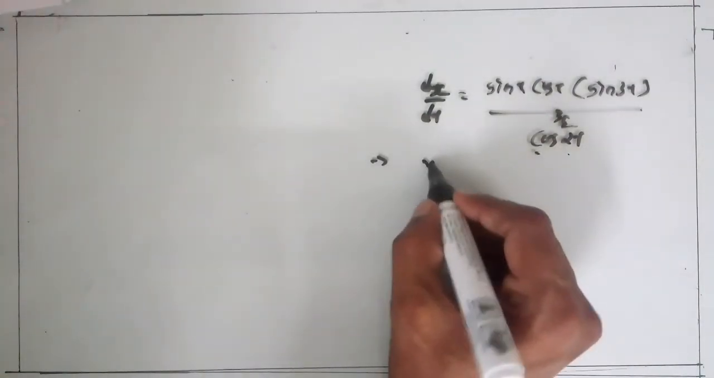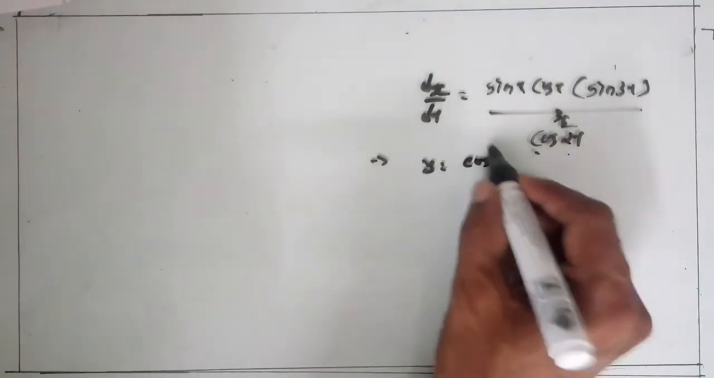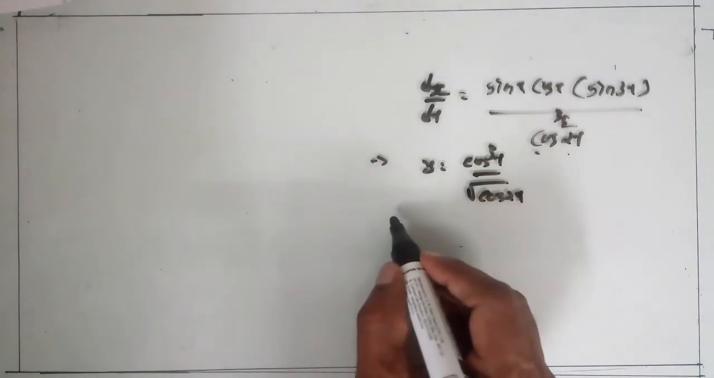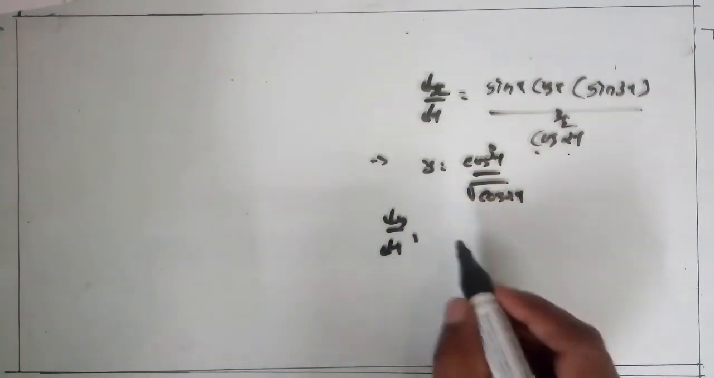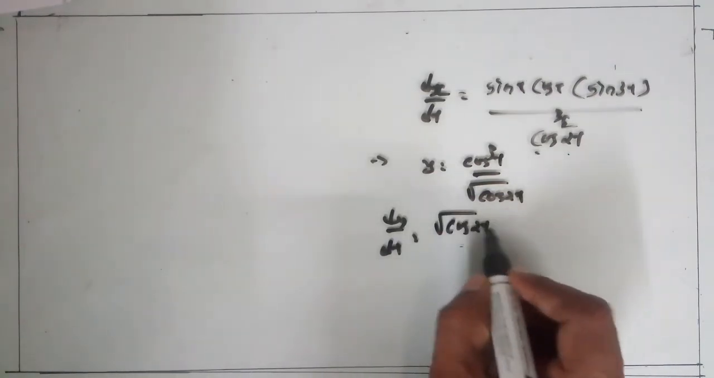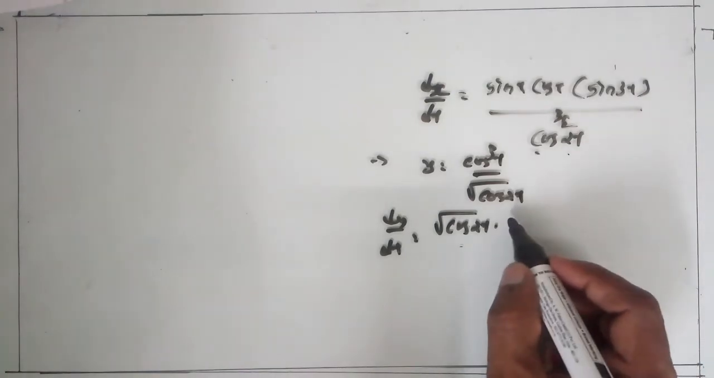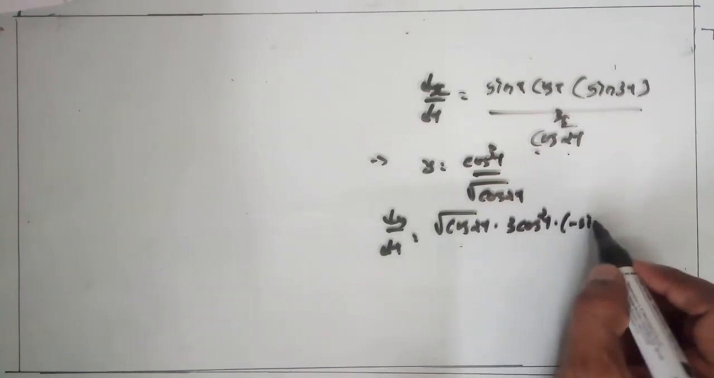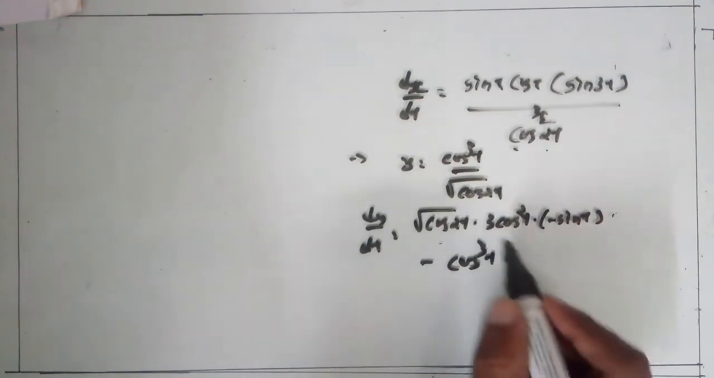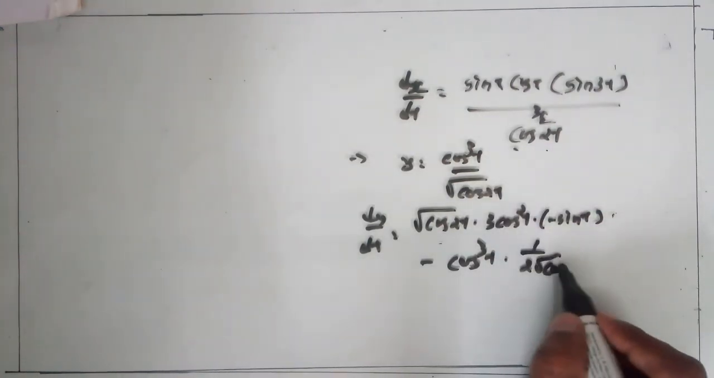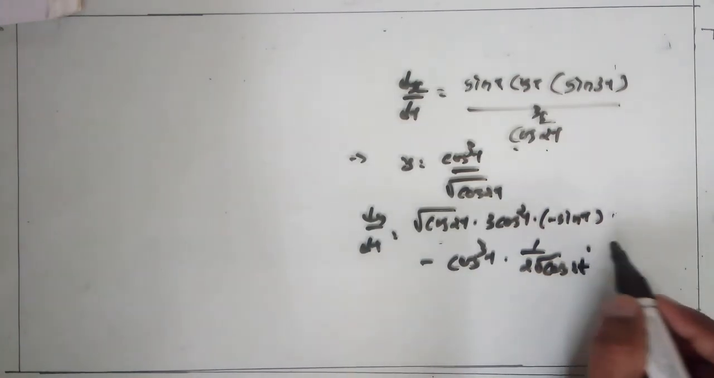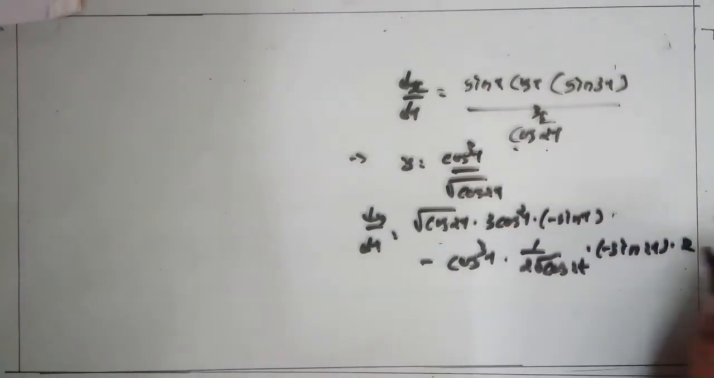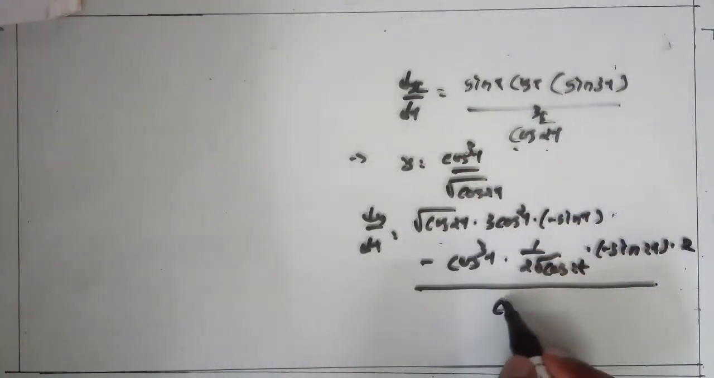Now for y is equal to cos cube t upon root of cos 2t, get dy/dt. So dy/dt is equal to root of cos 2t into the derivative of cos cube t, which is 3 cos square t into the derivative of cos, which is minus sin t, then cos cube t into the derivative of this, which is 1 upon 2 root cos 2t, into the derivative of the cos function, which is minus sin 2t into the derivative of 2t, which is 2, upon the square of this, that is cos 2t.